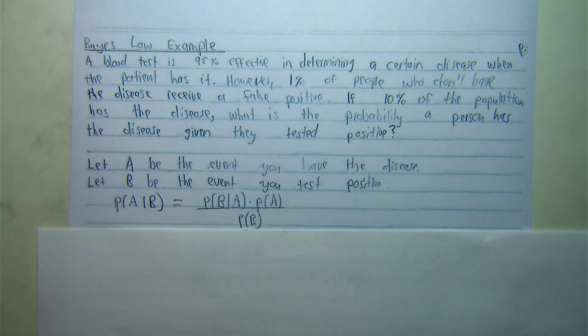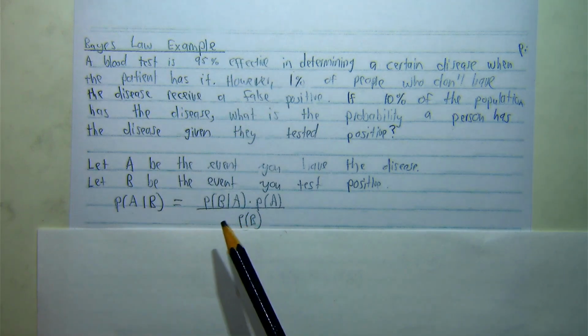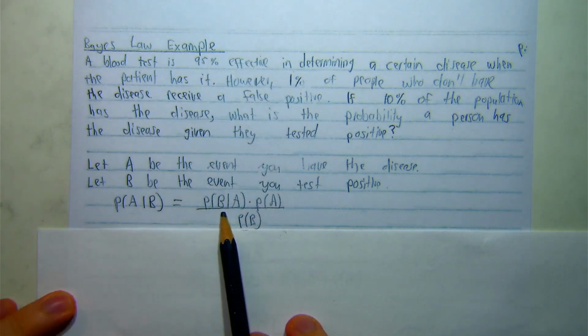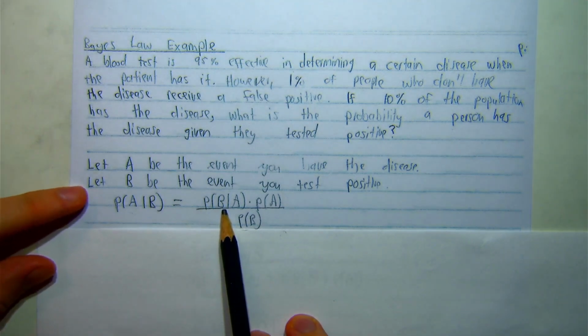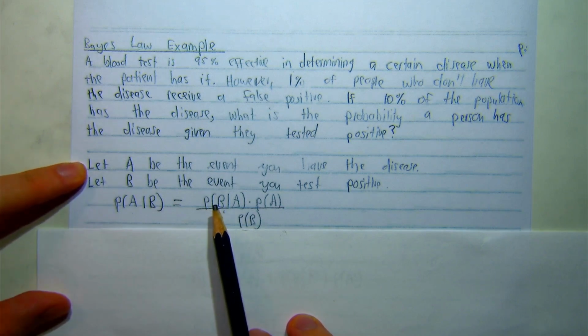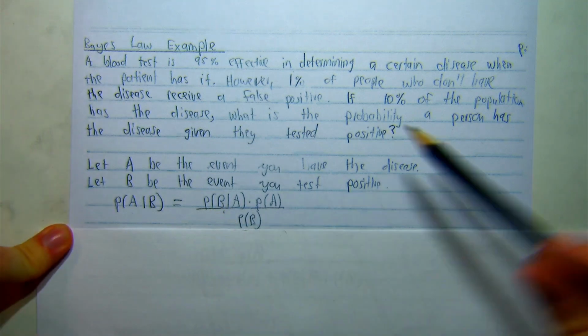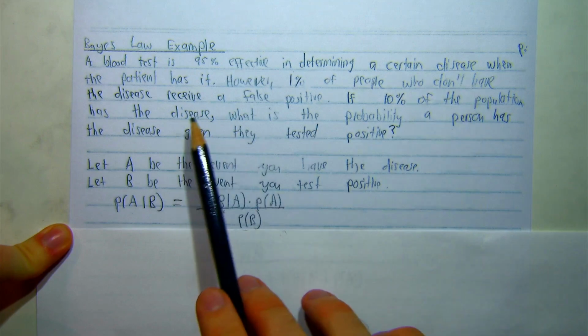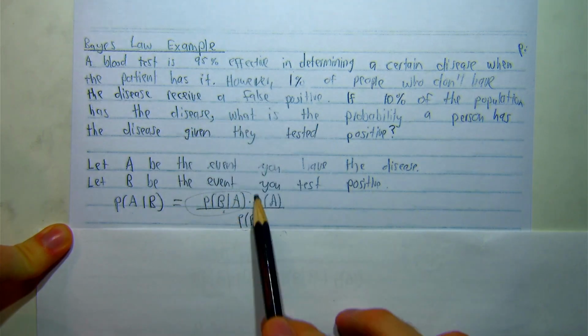And using our formula of Bayes' rule, that is equal to the probability of B given A times the probability of A divided by the probability of B. So do we have all of these pieces of information in our scenario? Let's look. Well, the probability of B given A is the likelihood that you test positive given that you have the disease. And if we look back to the question, I think that tells us that quite directly. 95% effective in determining a certain disease when the patient has it. So this bit here is 95%.